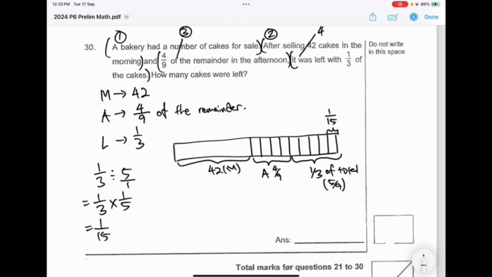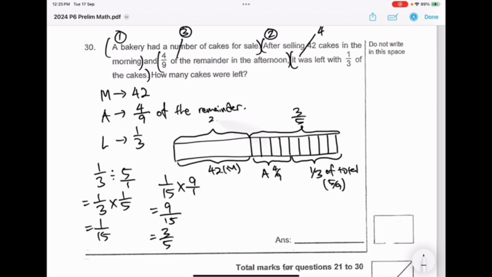Alright, and what I want to do now is multiply it by 9 because I have 9 such units. So I'm going to take 1 over 15 multiplied by 9, which is also 9 over 1. I take the numerator multiplied by the numerator and the denominator multiplied by the denominator. And that would give me 9 over 15, which is equal to 3 over 5. Now what I know is that the entire thing over here is 3/5 of the total. And what is over here is definitely what is left of this, which is 2/5.